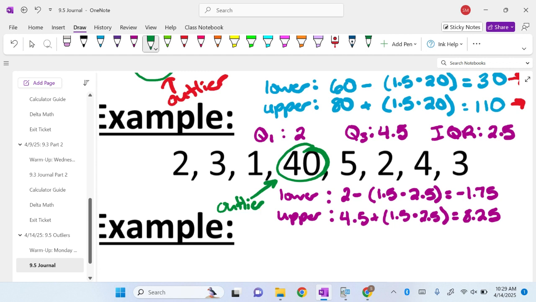All right, guys, check your answers. Your Q1 you should have gotten is 2, your Q3 is 4.5. If you subtract, your IQR is 2.5. Then if you did your lower and upper formulas, you should have gotten your lower bound as negative 1.75, your upper as 8.25, which, since 40 is clearly greater than 8.25, means 40 is definitely an outlier.